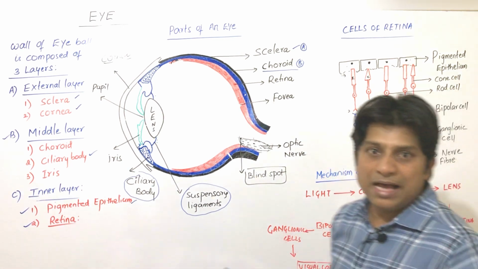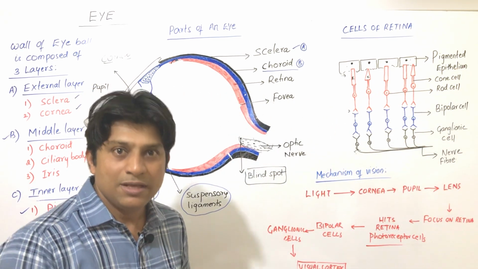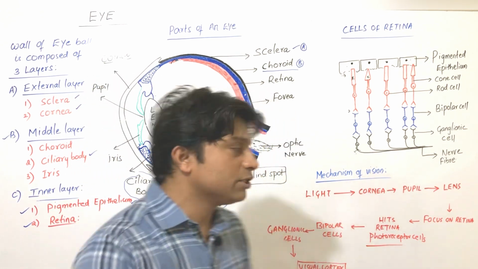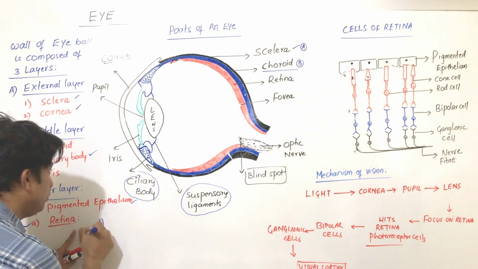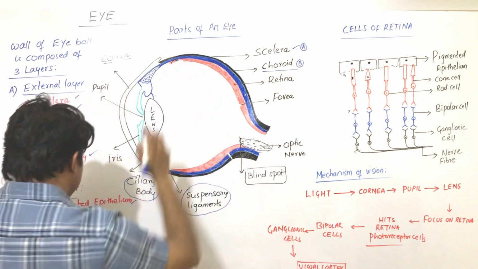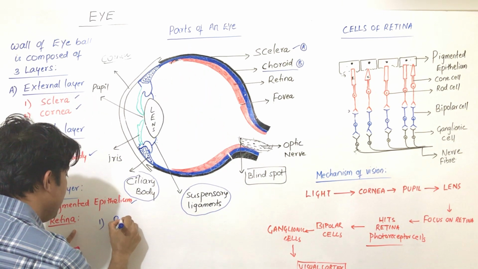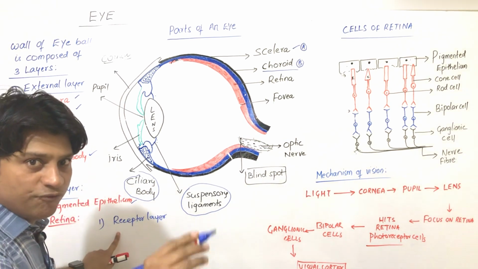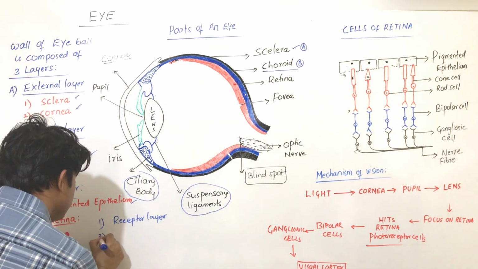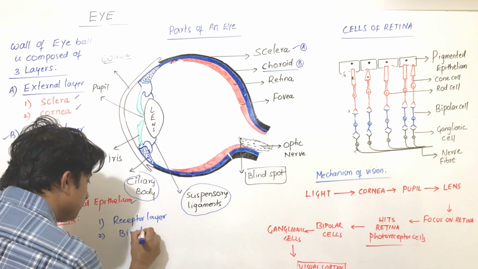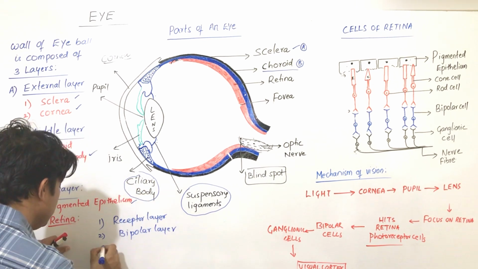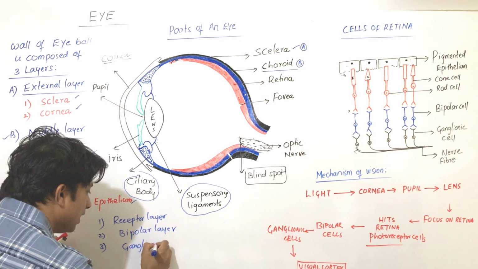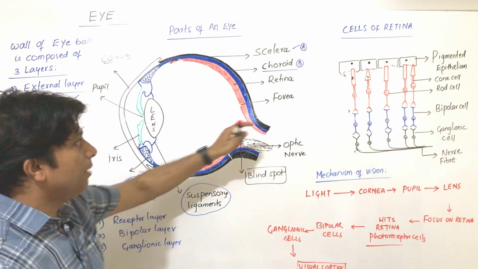The retina in turn has three different types of cells. Actually, the retina has 10 different layers, but here we are talking about only three layers of cells. One is the outer layer, which is towards the choroid. This is called the receptor cell layer, consisting of photoreceptor cells. Next, below this is the bipolar layer, where bipolar cells are present, and inside is the ganglionic layer.